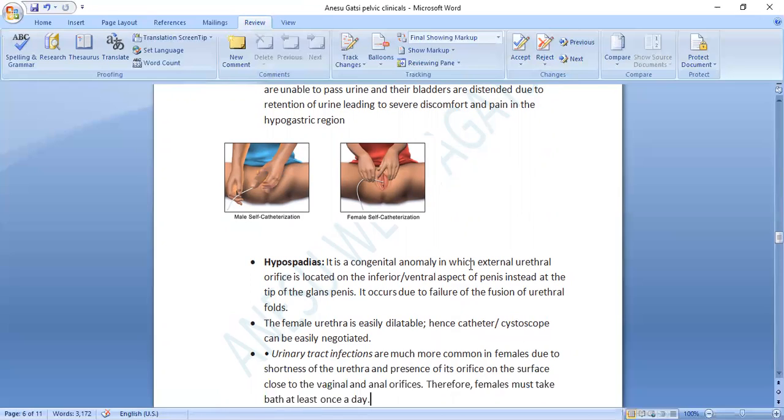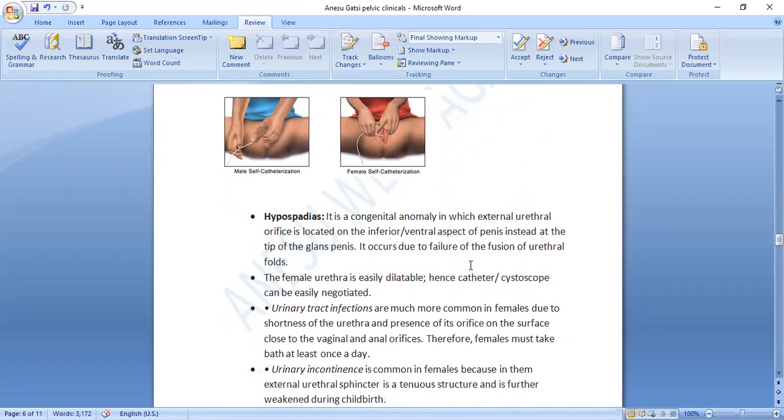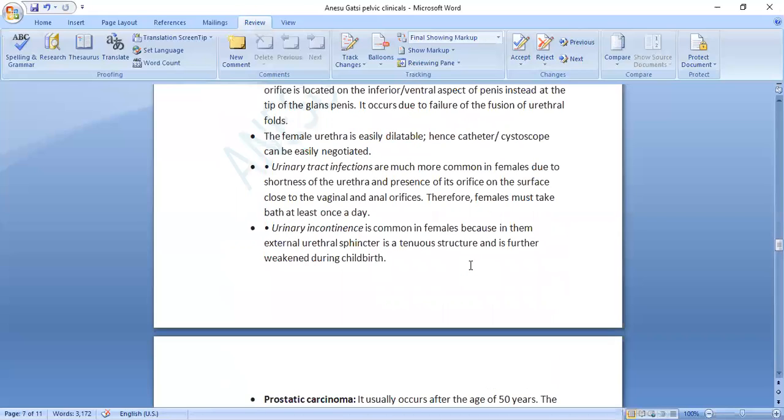Urinary tract infections become more common in females because the urethra is shorter. Remember, the male urethra is around 20.75 centimeters, but the female one is only around 3.75 centimeters. So you may have retrograde transport of pathogens from the exterior towards the bladder, or, since it's closer to the orifice of both the vagina and the anal canal, you may have a retrograde passage of these things towards the bladder. This is why females are encouraged to bathe at least once a day.